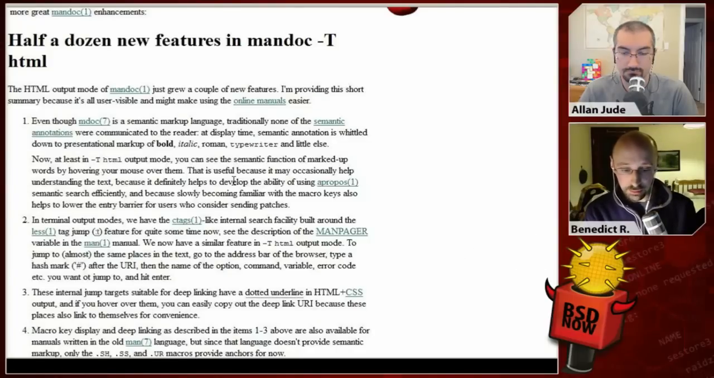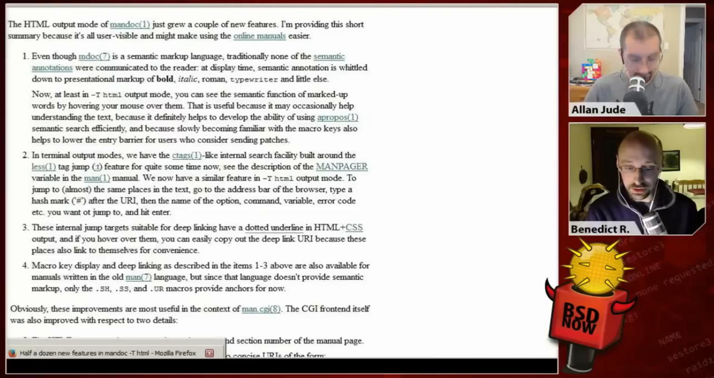And in the terminal output modes, they now have a ctags-like internal search facility built around the last tag jump. That feature has been in there for quite a while now, but the new addition is that they now have a similar feature in the HTML output mode. If you want to jump to the same place in the text, you go to the address bar in your browser, type a hash mark after that URL, and then the name of the option, command, variable, error code, whatever you're looking for in the man page you want to jump to, and hit enter, and it will automatically put you into that position.